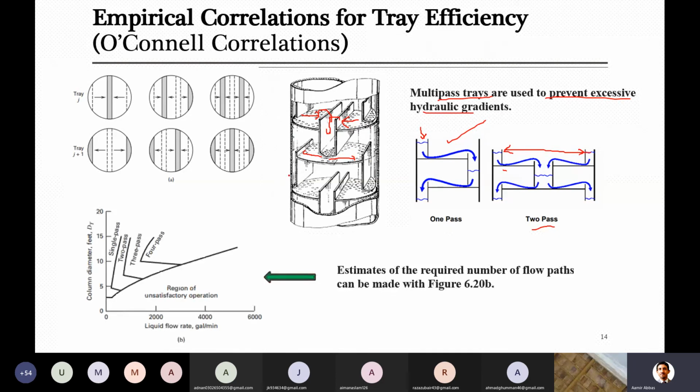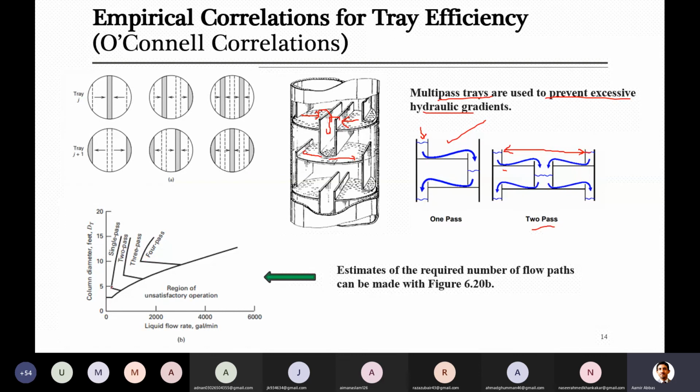So there are the scientists of NL, who provided a system to estimate the required number of flow paths if you know the liquid flow rate through the column. In this diagram, if we know the liquid flow rate in gallons per minute, and more or less the diameter of the column, then you can decide how many passes will be required.